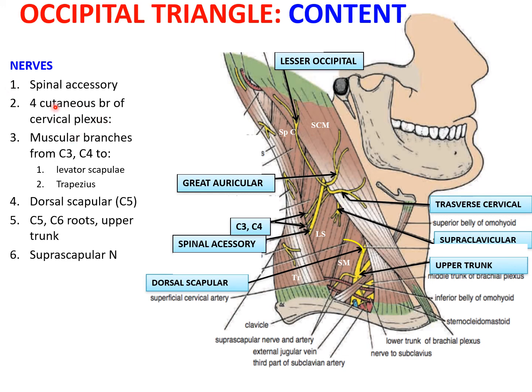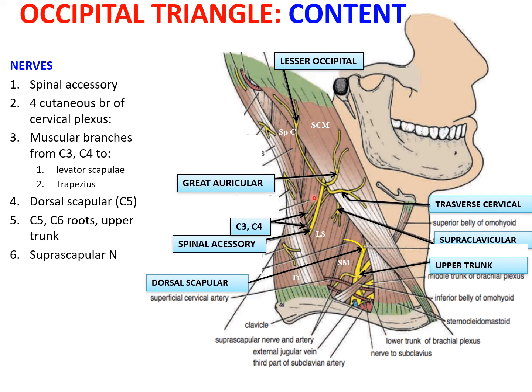You will also notice the 4 cutaneous branches of the cervical plexus. As I have already told you, the lesser occipital, greater auricular, transverse cervical and the supraclavicular, which have been cut here. So these 4 cutaneous branches of the cervical plexus will pierce the fascia covering the floor of the triangle, pass through the triangle as its contents, and then pierce the deep fascia at different points to become cutaneous.